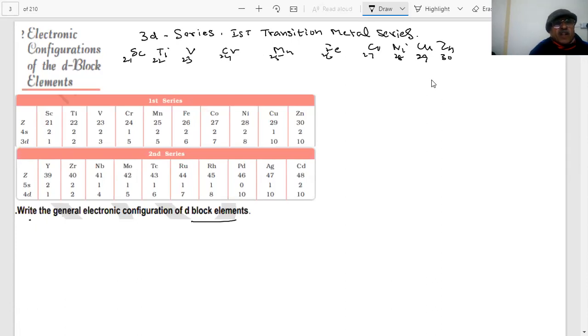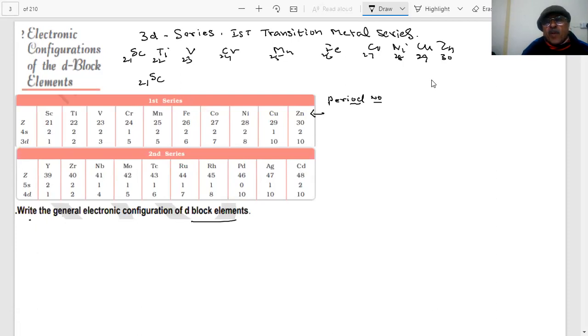And here is a table from the NCERT book, students. This is the atomic number, and this is the electronic configuration. How do I write it? For example, let me take scandium. Students, which period does this belong to? I have told you how to write the electronic configuration. Which period is this series? What is the period number?